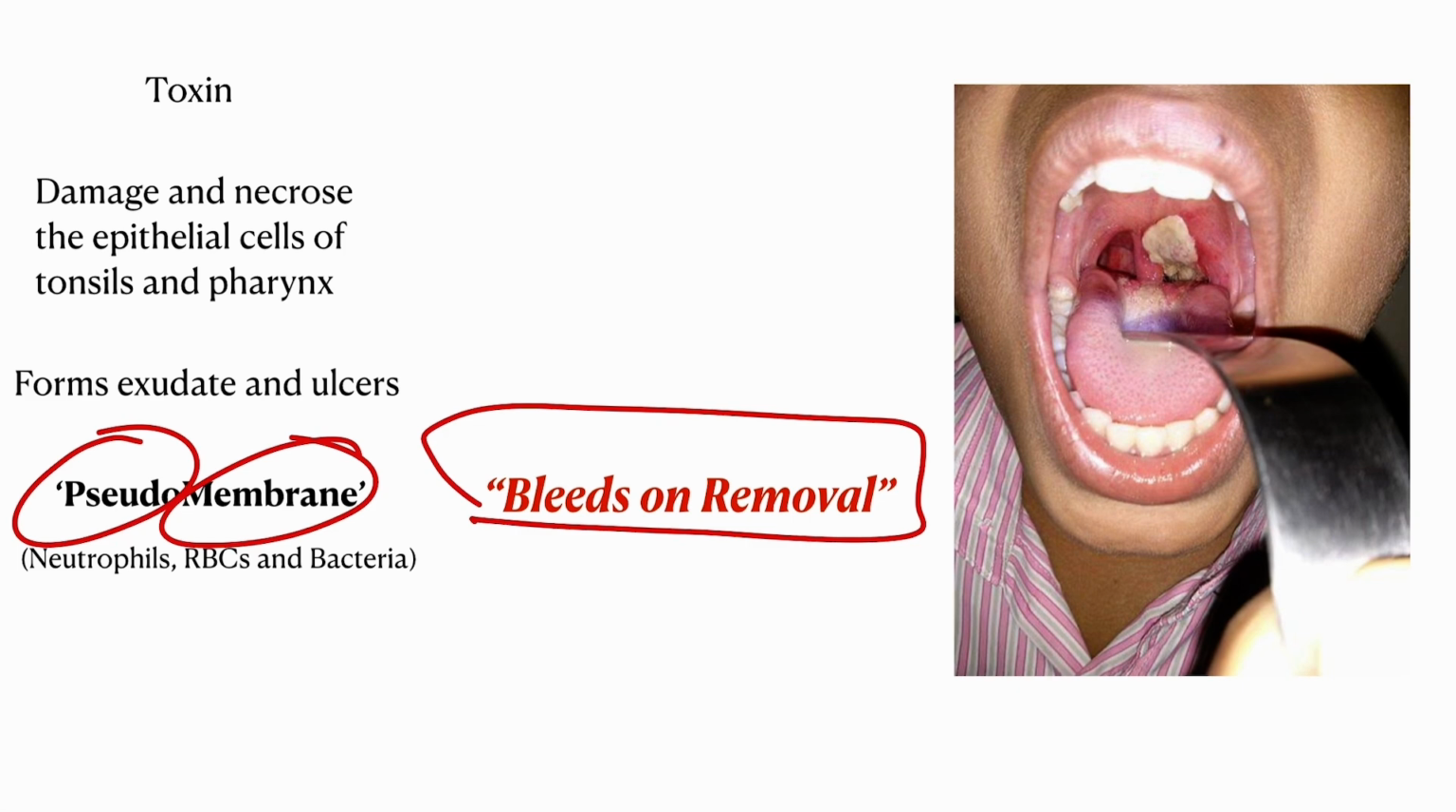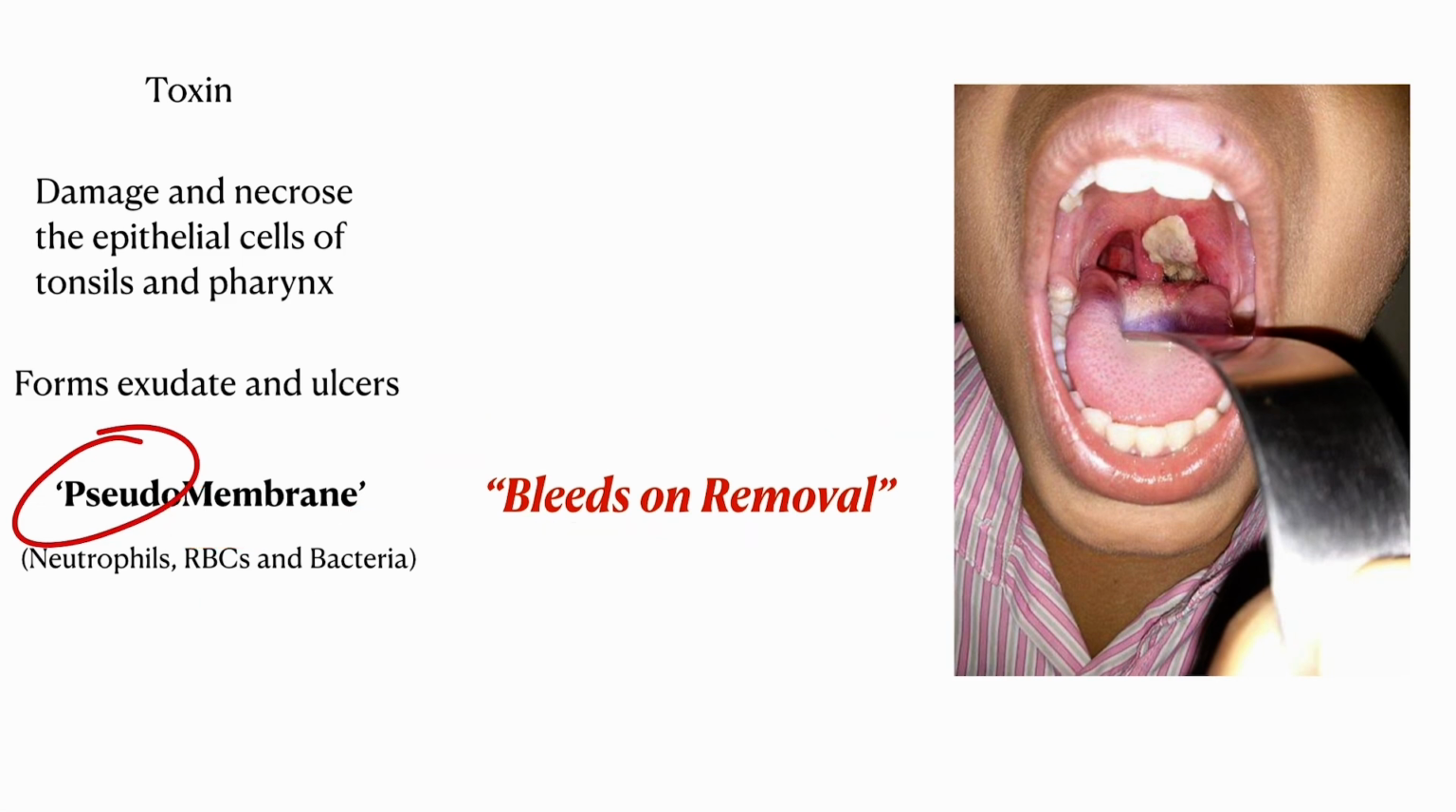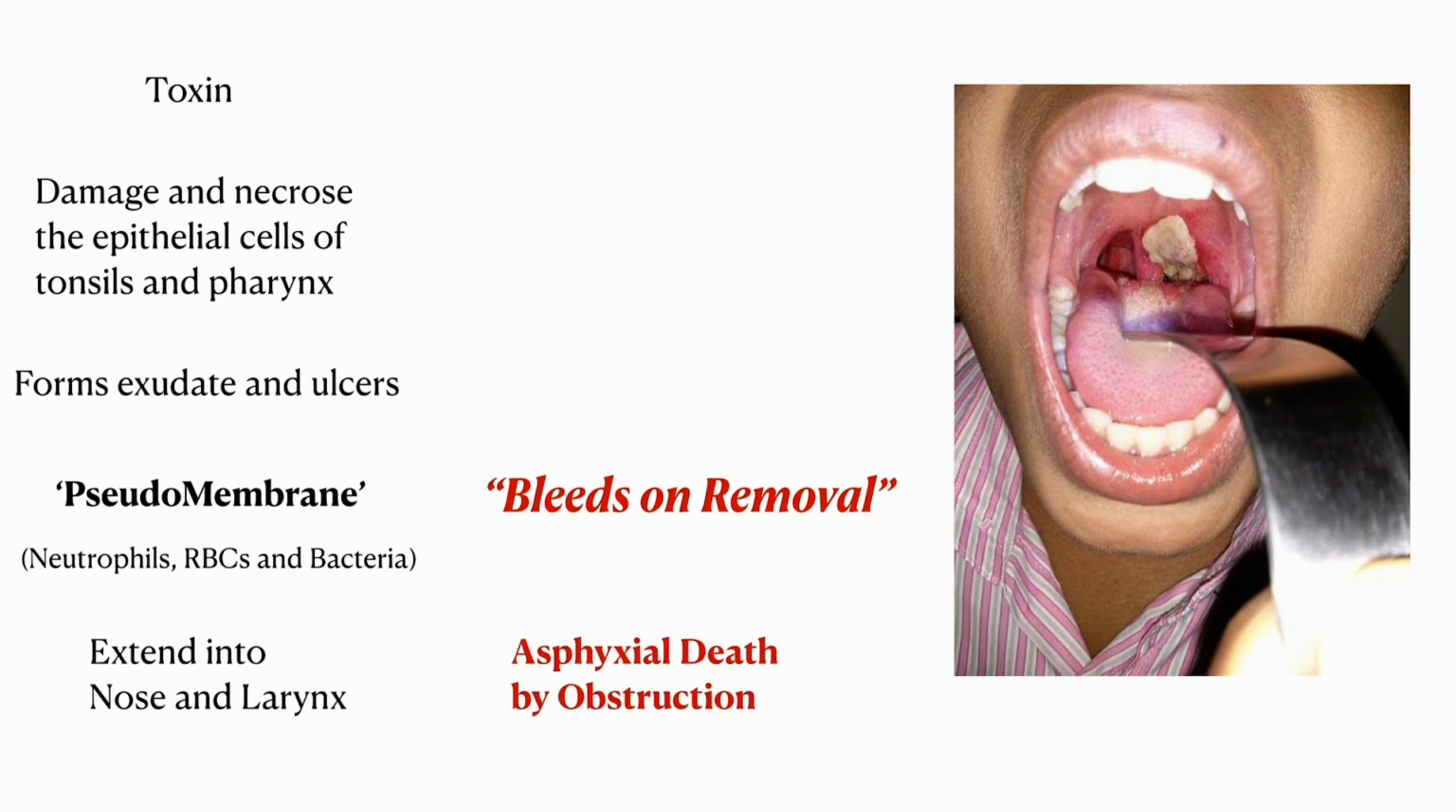And the pseudomembrane, if someone asks you the content, you can easily say it contains neutrophils, it contains RBCs, and it contains bacteria, right? Now, the next most fatal thing about the pseudomembrane is that if it extends into the nose and larynx, it can obstruct the airway pathway and can cause fatality by asphyxial death. So, this is a medical emergency and needs early intervention in order to prevent the child from succumbing to the asphyxia. Right.